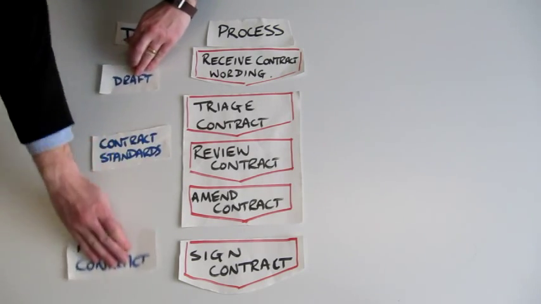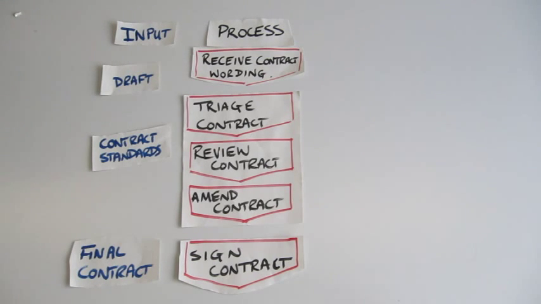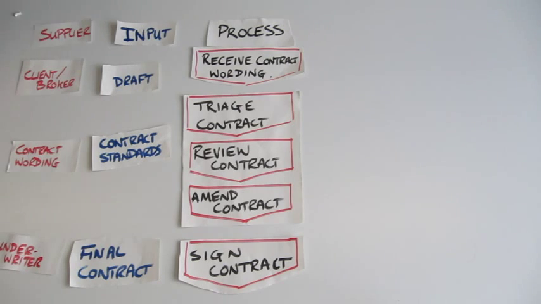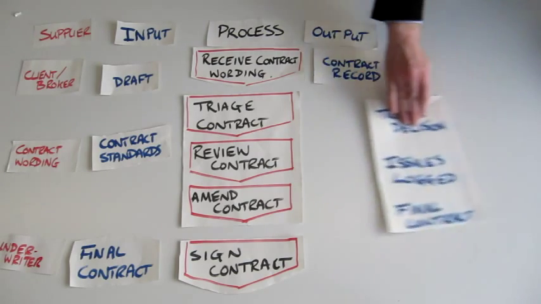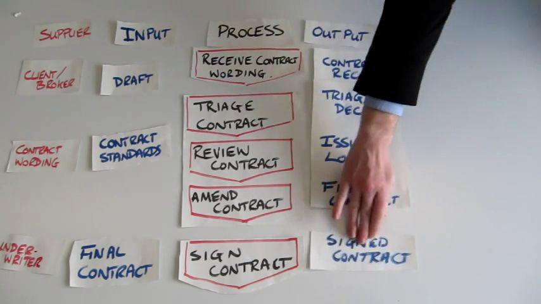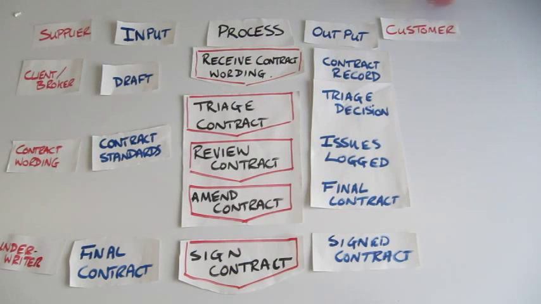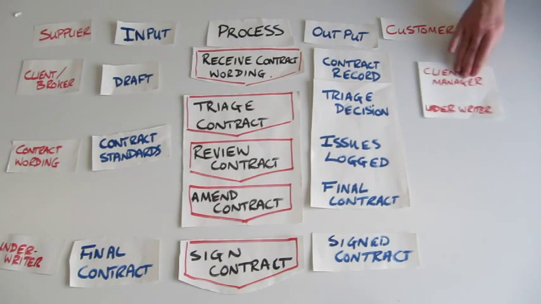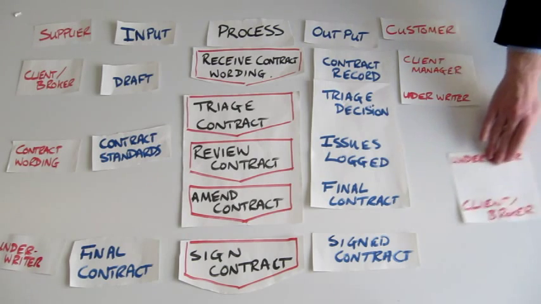Then the key inputs that we need for those steps. Then the suppliers, who we get them from, such as the client broker, contract wording team or underwriter. Outputs, we have some key outputs, contract record, issues logged, etc., final contract, and then finally the customer that it goes to, such as the underwriter.